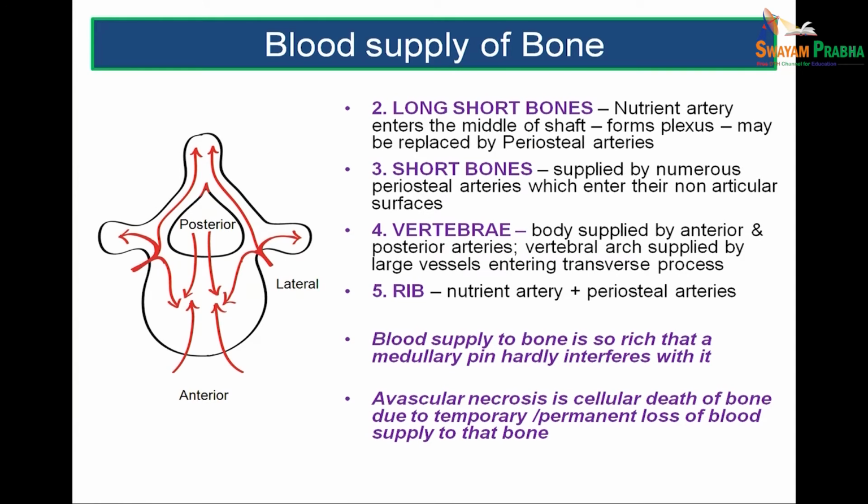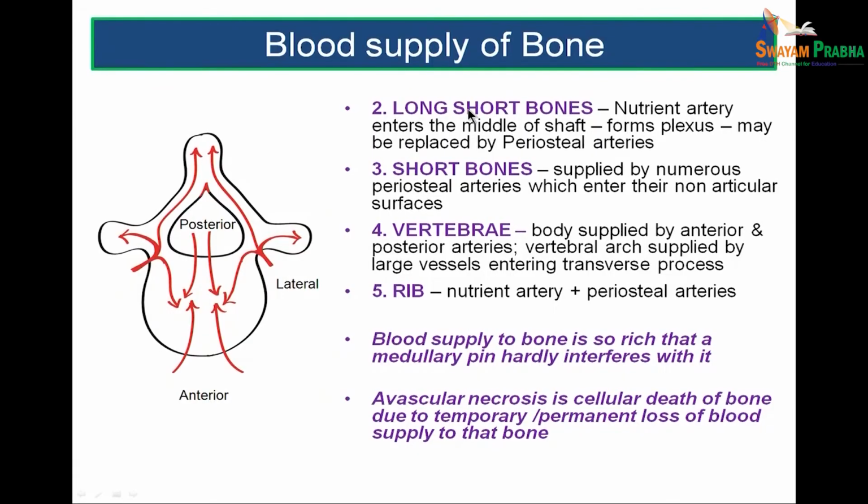All this time we were studying the blood supply of a long bone. Let's proceed now to blood supply to other types of bones like the short bones. The long short bones have a nutrient artery in the middle of their shaft. Short bones have got numerous vessels from the periosteal side which enter their non-articular surfaces. Vertebrae, you can see here in this figure. This is the blood supply of a vertebra. There are posterior vessels for the body, anterior vessels and large lateral vessels which also supply the laminae and spines.